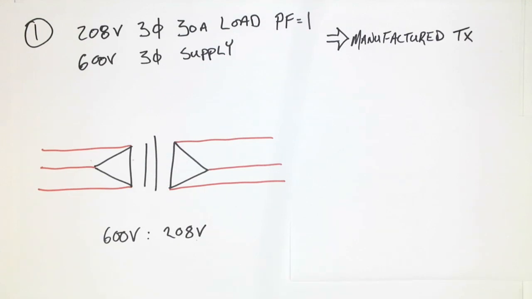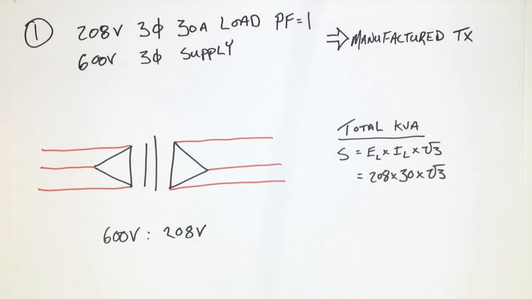Now, what size of transformer do we require? Well, to do the calculation, we need to know the total kVA. The total kVA we can then determine quite easily by taking E line times I line times √3. And because we have I line on the secondary, we know it's a 30 amp load, we'll use that value. 208 volt times 30 times √3 gives me a total of 10,807 VA. Transformers are always rated in kVA if they are over 1,000. And due to that, we would need a 10.8 kVA minimum transformer.